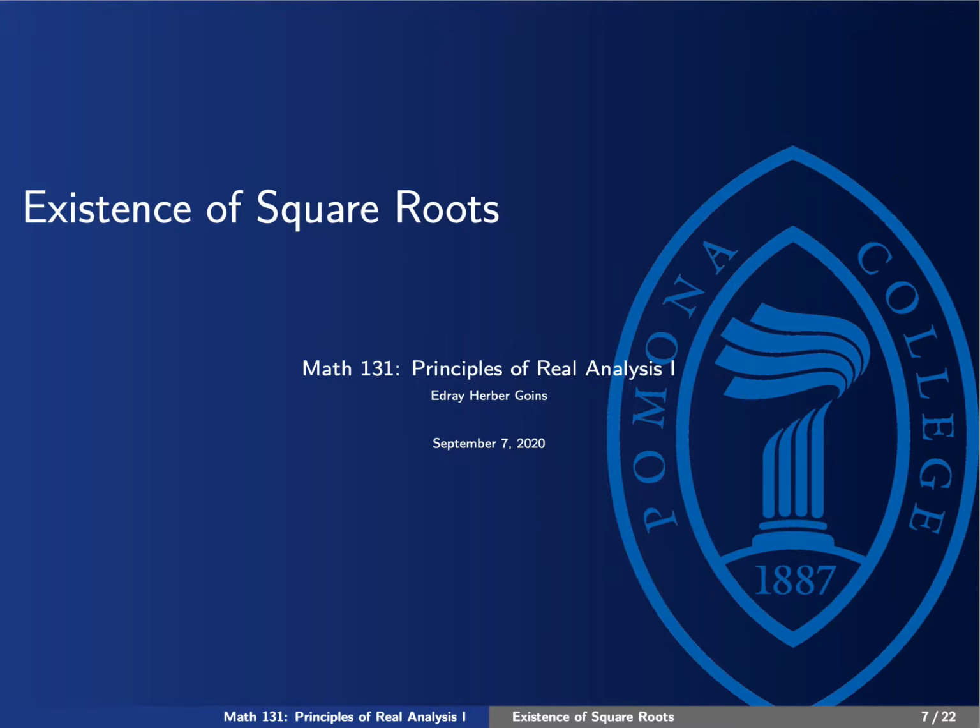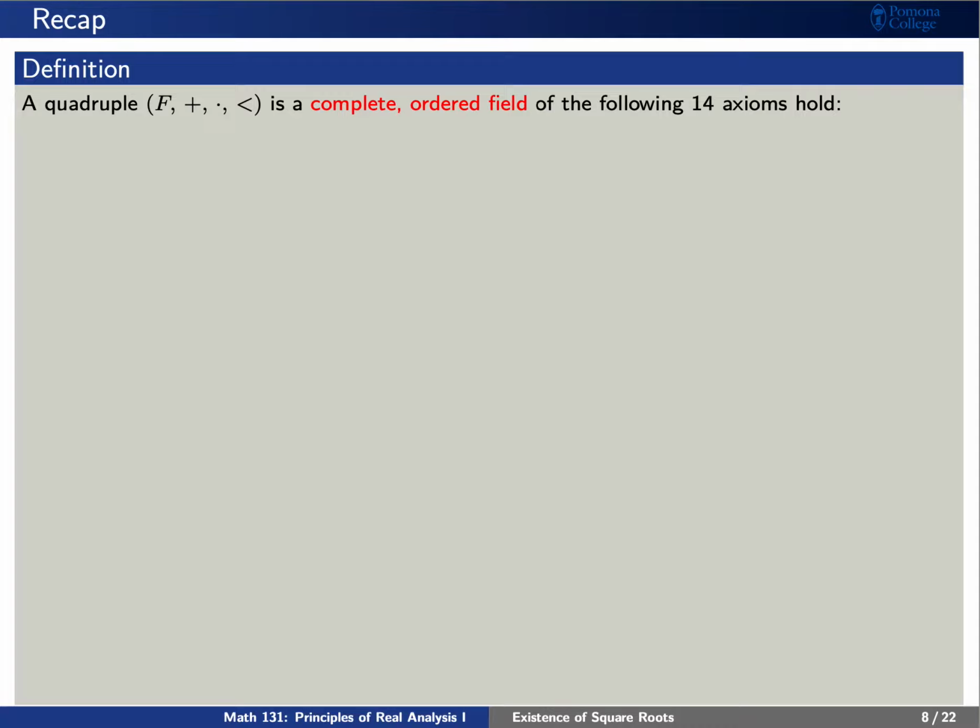Today we're going to talk about the existence of square roots. Let's have a quick recap of where we were in the last lesson. Recall that a quadruple is said to be a complete ordered field if the following 14 axioms hold.